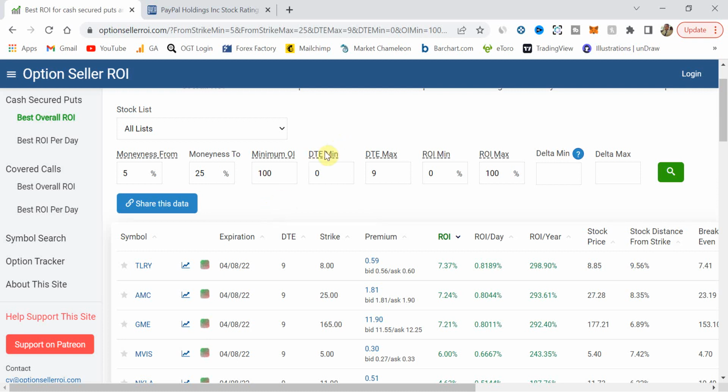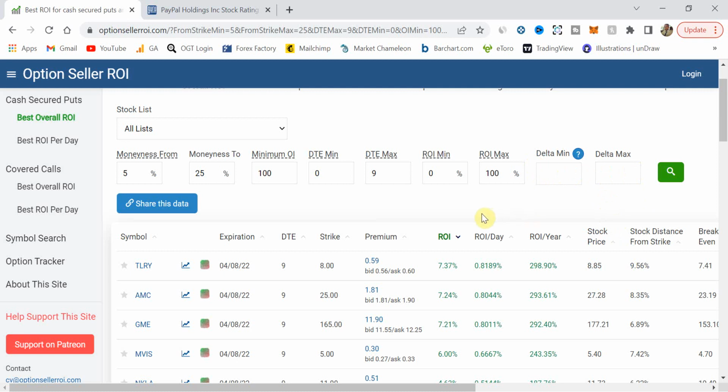Date to expiration minimum, I'm not too fussed about that. And the maximum, because I like to look at a week to two weeks out. And I'm shooting this video on a Tuesday, so I can pick the Friday expiration. But what I've decided to do is just go a week out, and then go for next Friday's, which is the 8th of April. And then you've got ROI minimum. I'm not too fussed by that, because I sort by ROI, and the max is fine, 100%. It doesn't really make that much difference.